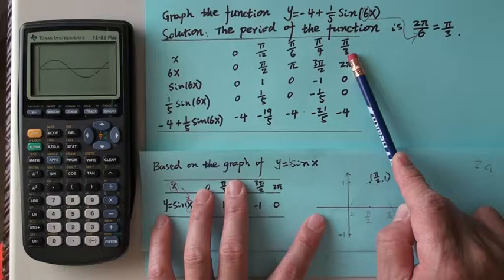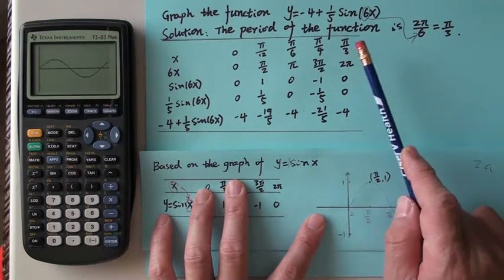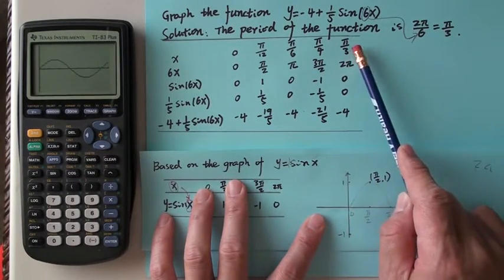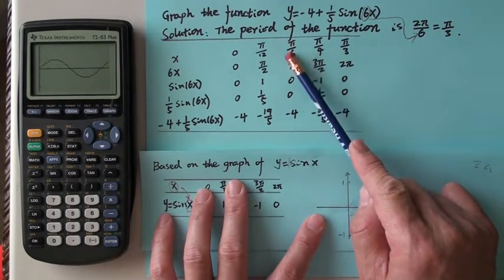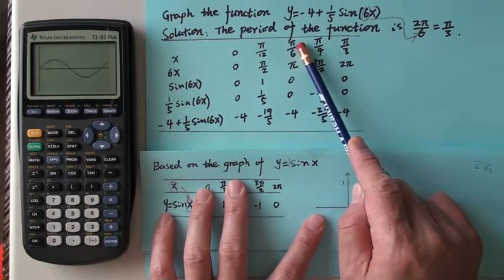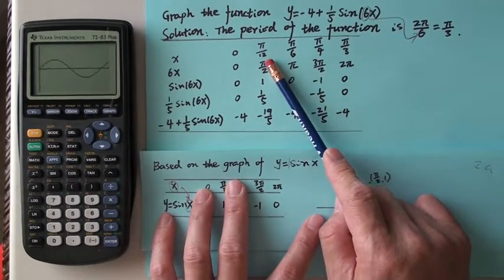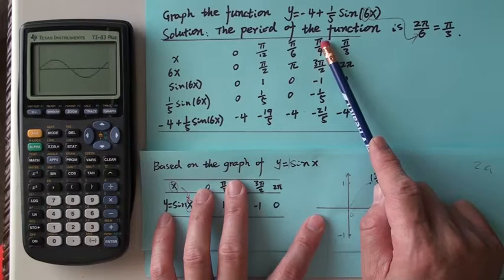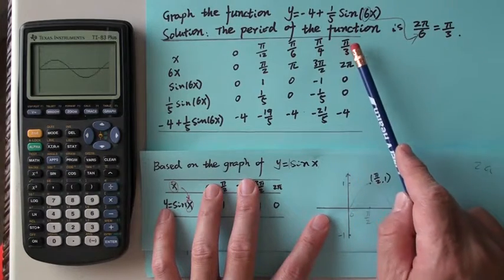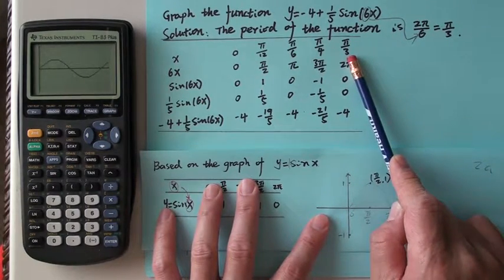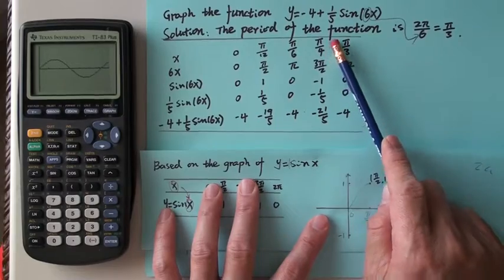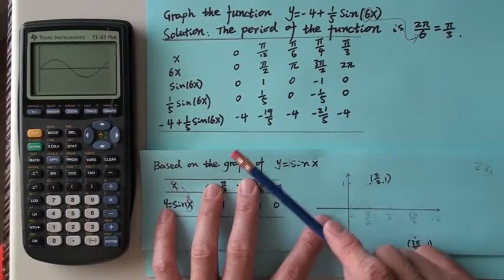That's one period. Now the middle point between 0 and pi over 3 is pi over 3 divided by 2, so that's pi over 6. Another middle point between 0 and pi over 6 is pi over 12, because pi over 6 divided by 2 is pi over 12. Pi over 4 you get by adding pi over 6 and pi over 3 and dividing by 2. That's the middle point. So you choose 5 different points.